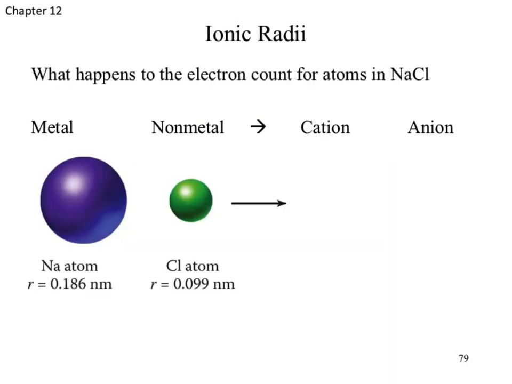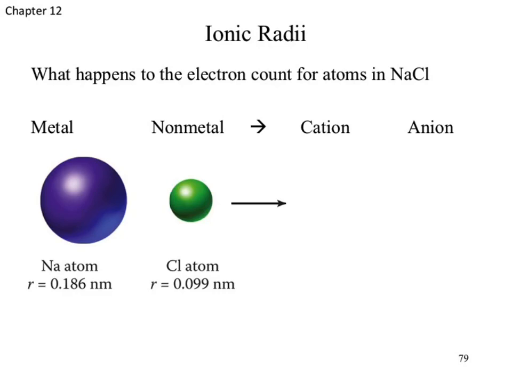We can look at ionic radii. What would you expect to happen to the sodium atom's size when it becomes positively charged? When it becomes positively charged, what did it do? It lost an electron. Well, the radius depended on what? The number of electrons. If I get rid of an electron, what happens to its size? It gets smaller.